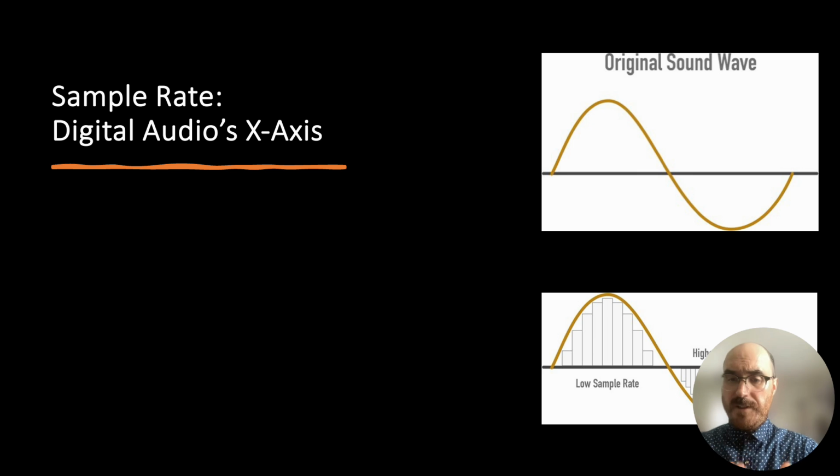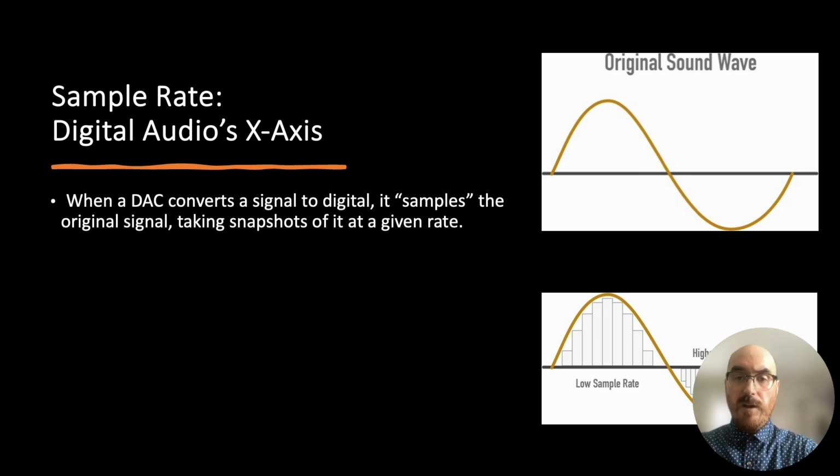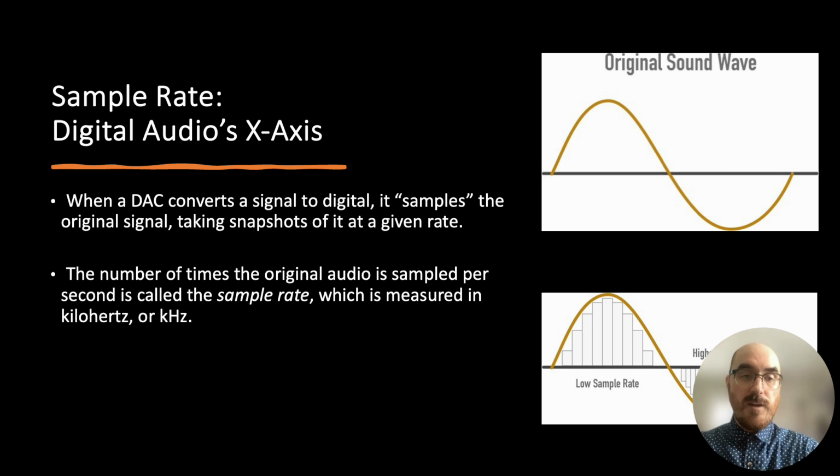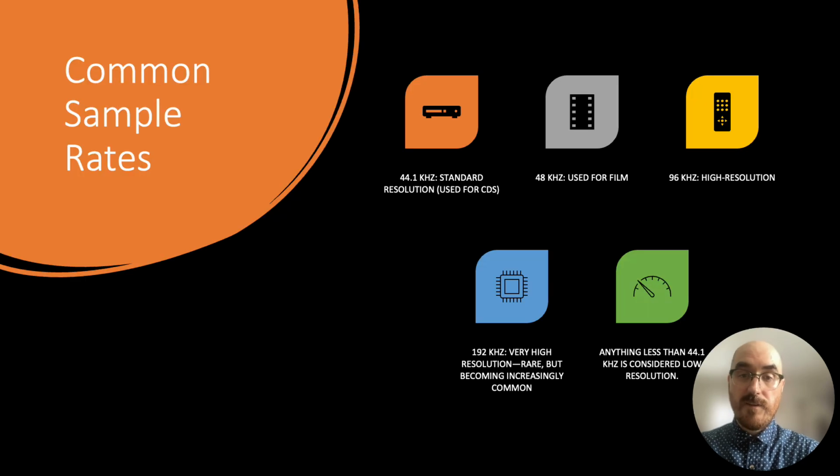So let's dig a little bit deeper into sample rate here. With sample rate, your DAC, or digital audio converter, converts the signal to digital. It samples the original signal, taking snapshots at a given rate. The number of times the audio signal is sampled per second is called the sample rate, measured in kilohertz, or kHz. Right? Here are some common sample rates.